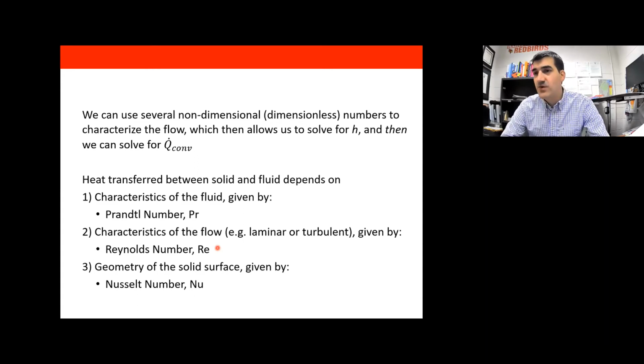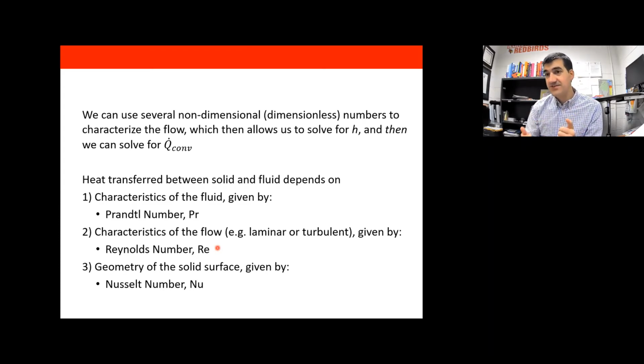So like I mentioned before, the convection heat transfer situation depends on a lot of things. It depends on the properties of the fluid that's transferring over the solid surface. Is it a liquid or is it gas? And if it's a liquid, is it oil or is it water or is it honey? You could have lots of different fluids flowing over the top, and they all have different material properties. So the first thing we got to figure out is the characteristics of the fluid.